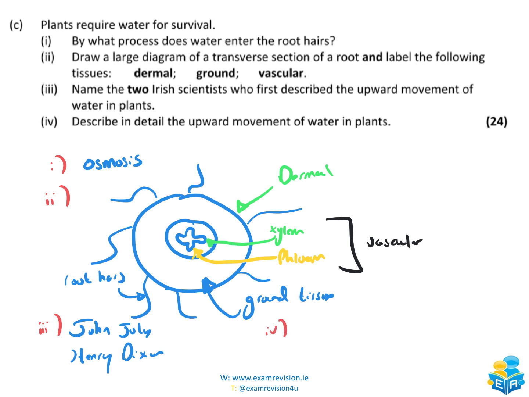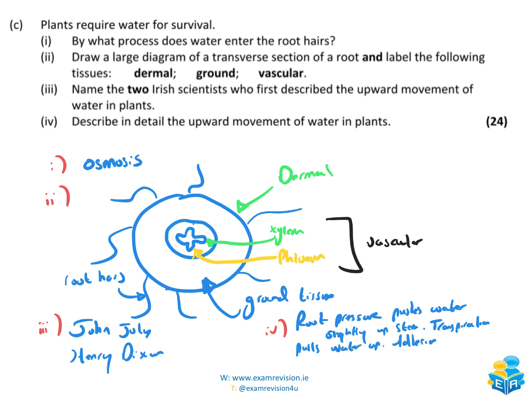And then part 4, describe in detail the upward movement of plants. We actually needed 3 points here. We want to try and use adhesion and cohesion. So we have root pressure as well. So that pushes water slightly up the stem. Transpiration pulls water up. Adhesion sticks water together. Cohesion sticks water molecules together.